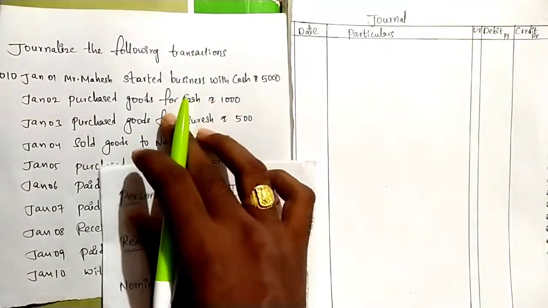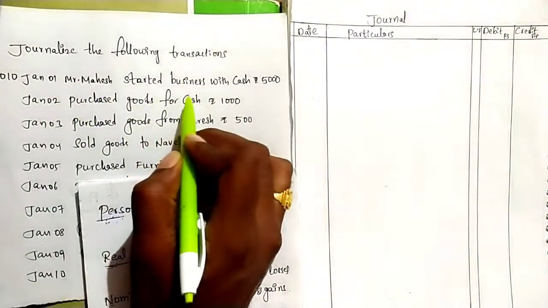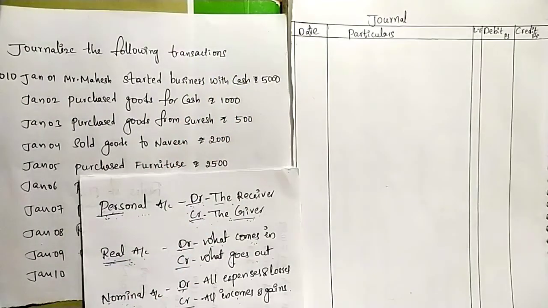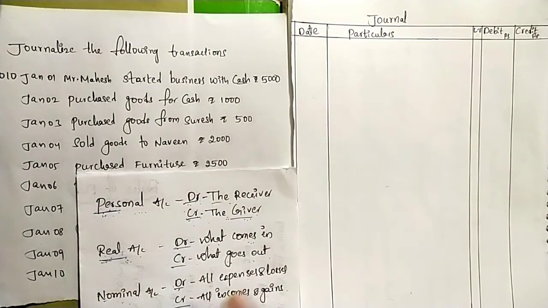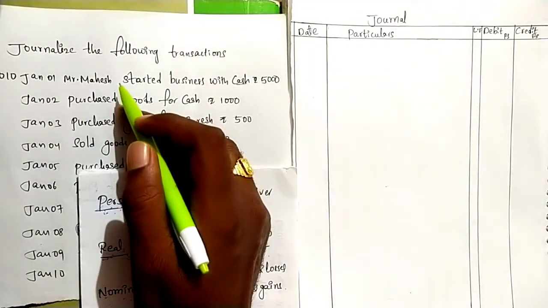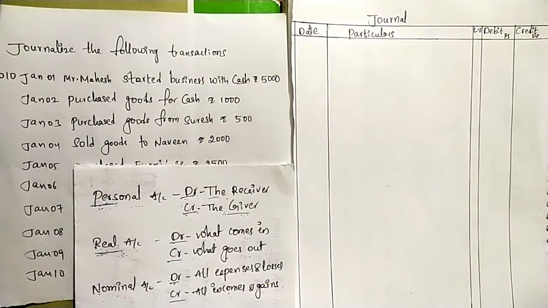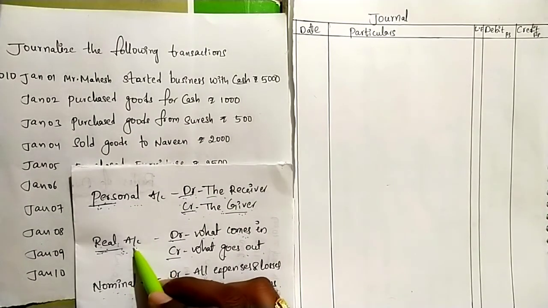See the first transaction. 2010 January 1st, Mr. Mahesh started business with cash. In this transaction cash is involved, and cash is an asset, so we have to follow the rule of real account. Next, Mahesh is a person, so we have to follow the rule of personal account.